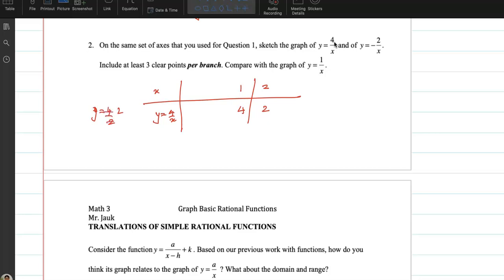Correct. Now when you take x as 4, what will your y be? 1. Correct. So now if you take x as half, what will y be? 8. Correct. And so on. Now let's take some negative. If you take minus 1, minus 4. If you take minus half, minus 8. If you take minus 2, minus 2.